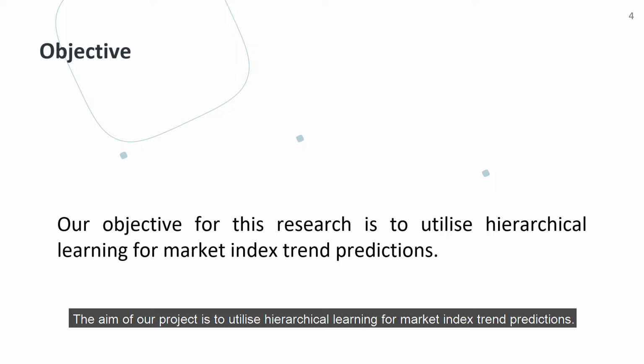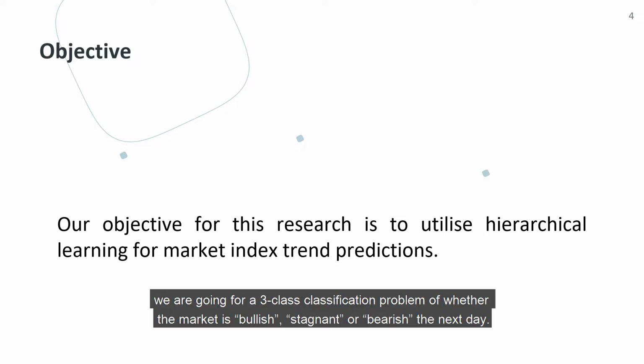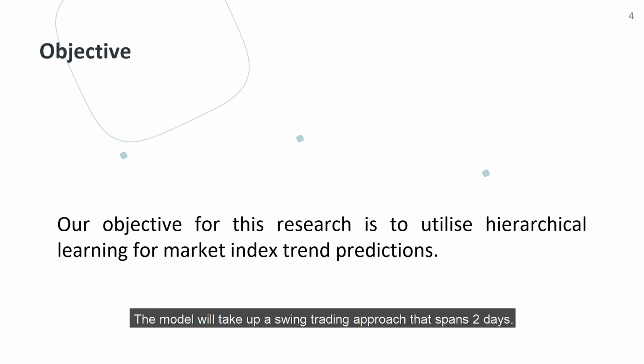The aim of our project is to utilize hierarchical learning for market index trend predictions. In this case, we are going for a three-class classification problem of whether the market is bullish, stagnant, or bearish the next day. The model will take up a swing trading approach that spans 2 days, meaning that it will analyze the market and buy at the end of the first day, and then sell it at market open the next day. We will be using Dow Jones Index for a proxy of the market conditions in this project. I will elaborate on what is hierarchical learning later on in the slides.